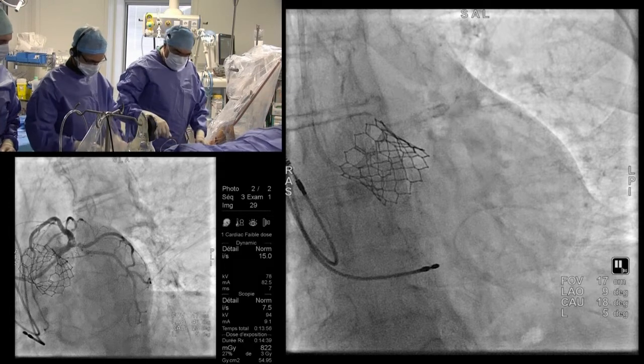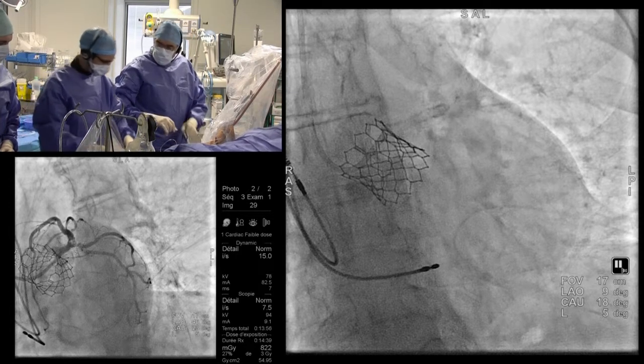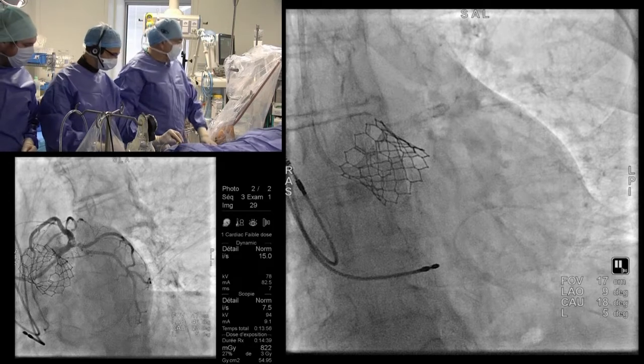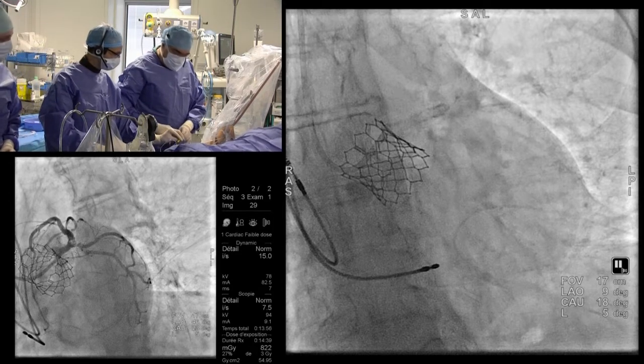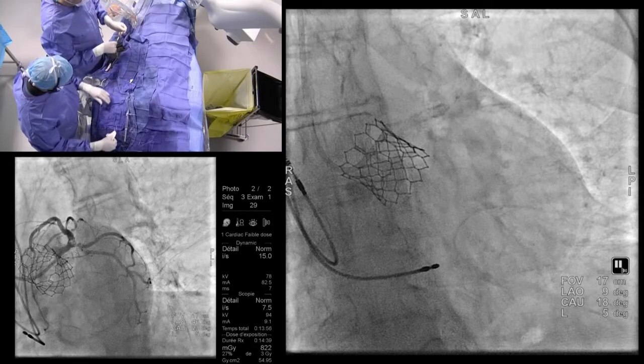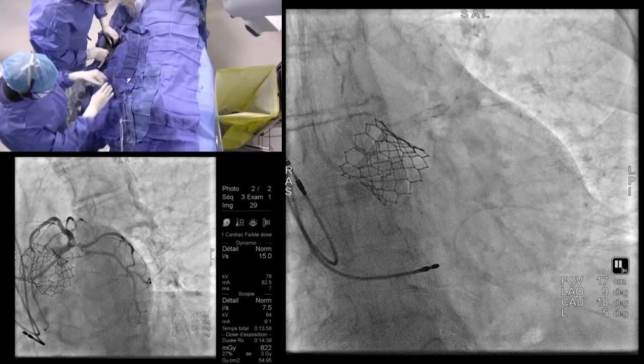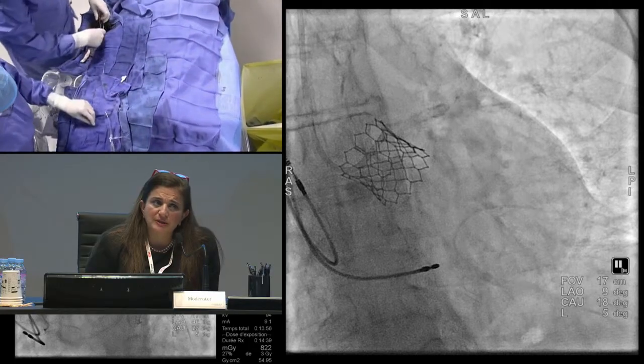Okay? Yes. So tell us what's your plan now. You will wire both, you will do balloon dilatation, and then IVUS. Are you going to go straight to a stent?